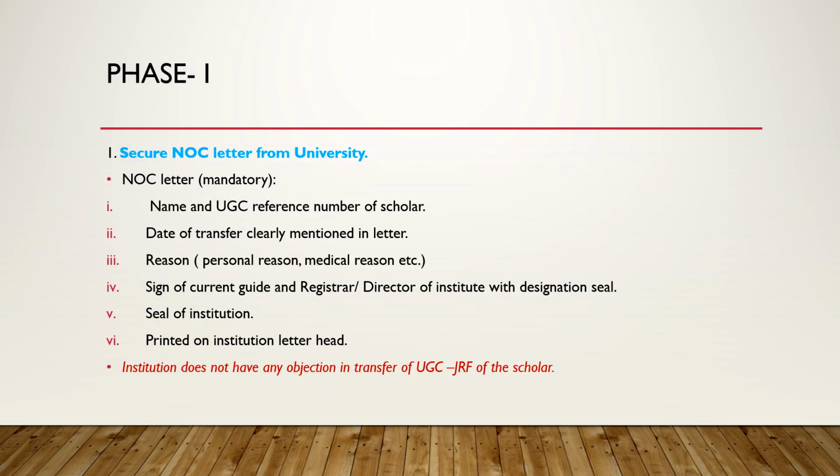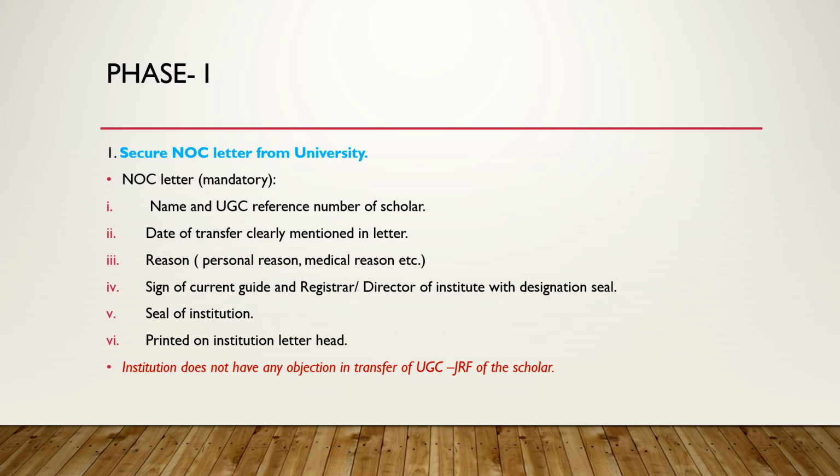In the first phase, we have to secure the NOC letter from the university, and we have to be very careful while getting this NOC letter. This NOC letter must contain the name and UGC reference number of the scholar. The date of the transfer should be clearly mentioned in the letter. The reason for the transfer should also be mentioned. It could be a personal reason, medical reason, or whatever reason. My reason was mentioned as personal reason and it was approved by UGC.